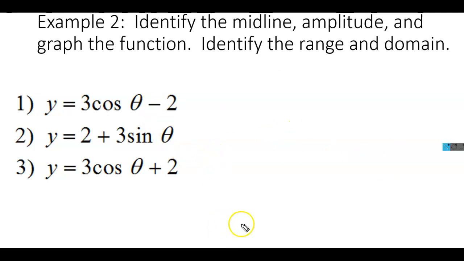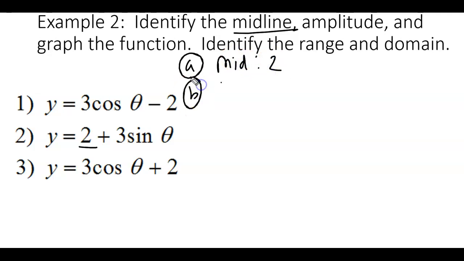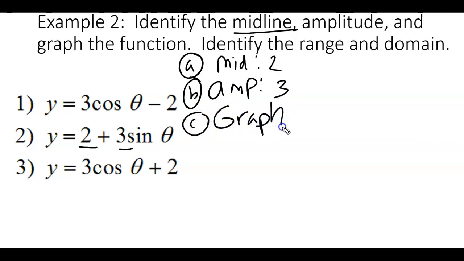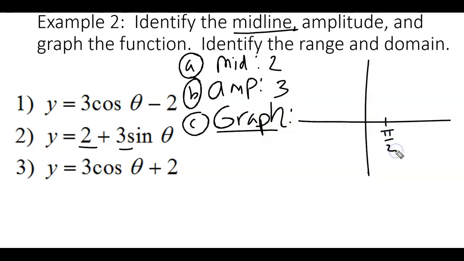All right, number 2. The midline. It's the amplitude. 3 again. Ready to graph? So get out your notes, see if you can follow along with us. So we're going to make our graph. We're going to use the same angles we did last time. Pi over 2, pi, 3 pi over 2, and 2 pi.